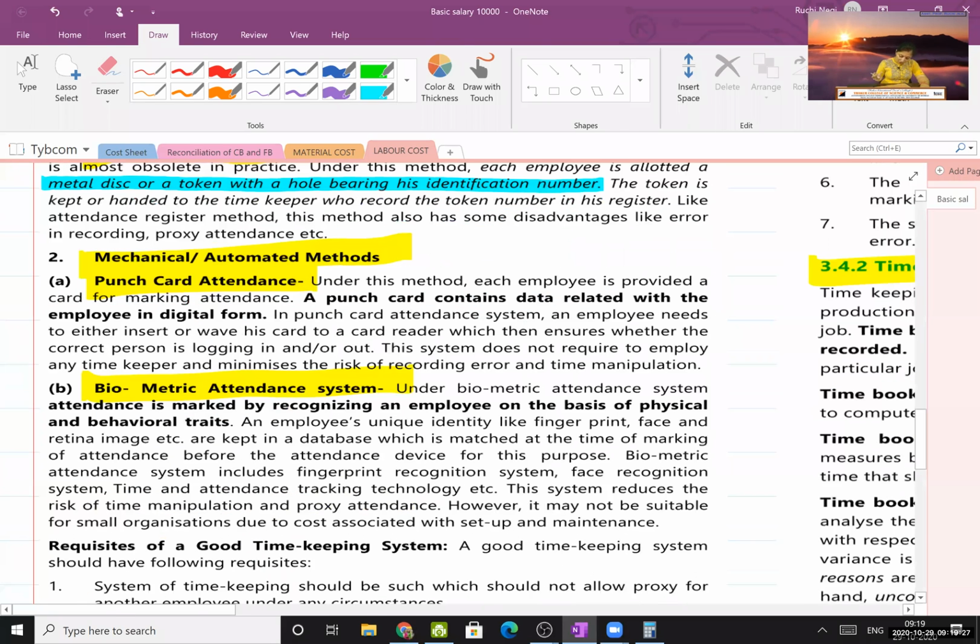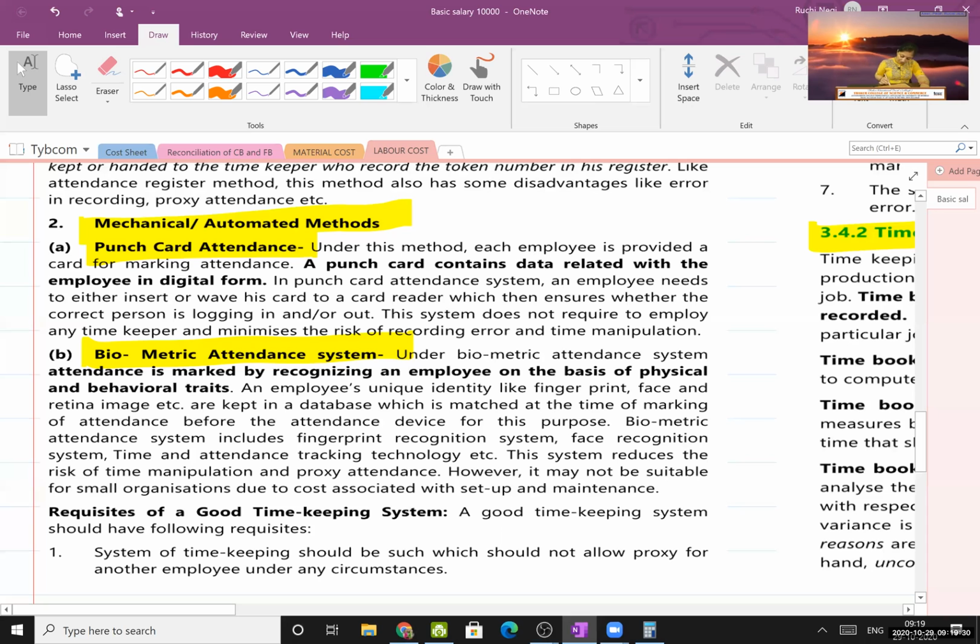Then about this biometrics that I told you yesterday. This is the best method, because attendance of the employee is marked by recognizing the employee on the basis of his physical presence. As I told you, in our organization we have the biometric system, where the biometric is through fingers. Identification of the employee is through finger, face. I told you, in some organizations it is through the eye also. Face and retina images are kept in a database, which is matched at the time of marking of attendance before the attendance device for this purpose.